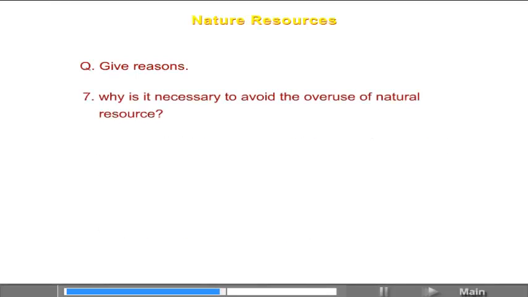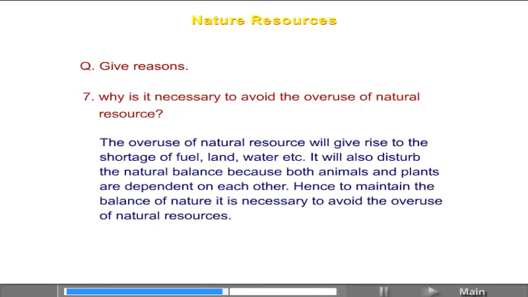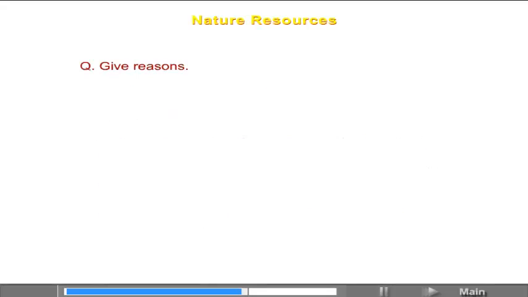Why is it necessary to avoid the overuse of natural resources? The overuse of natural resources will give rise to the shortage of fuel, land, water, etc. It will also disturb the natural balance because both animals and plants are dependent on each other. Hence, to maintain the balance of nature, it is necessary to avoid the overuse of natural resources.